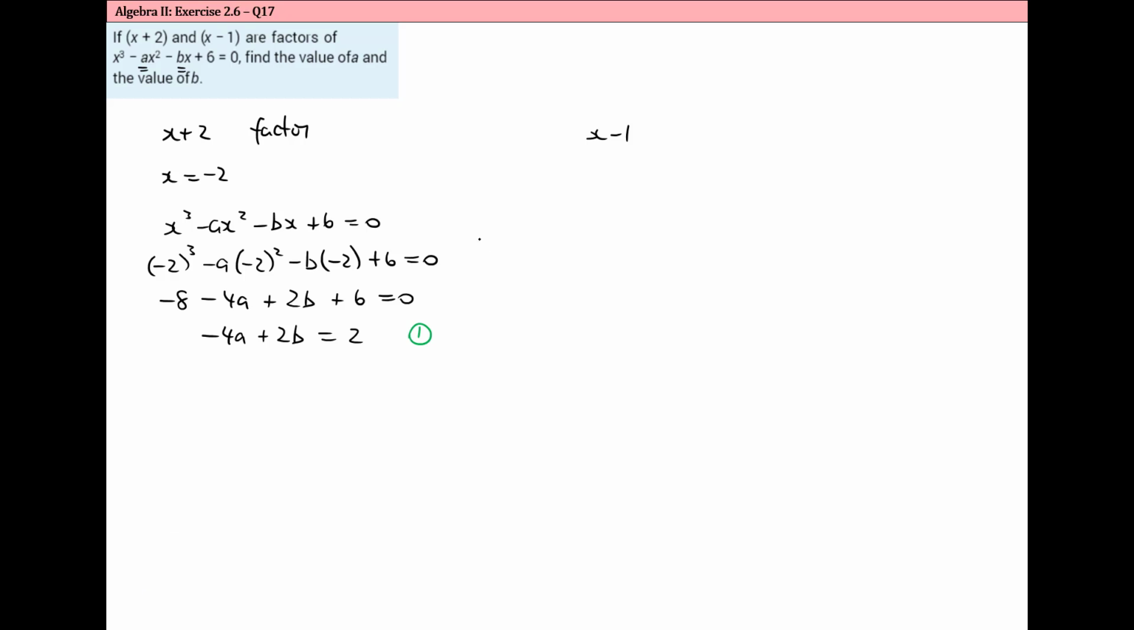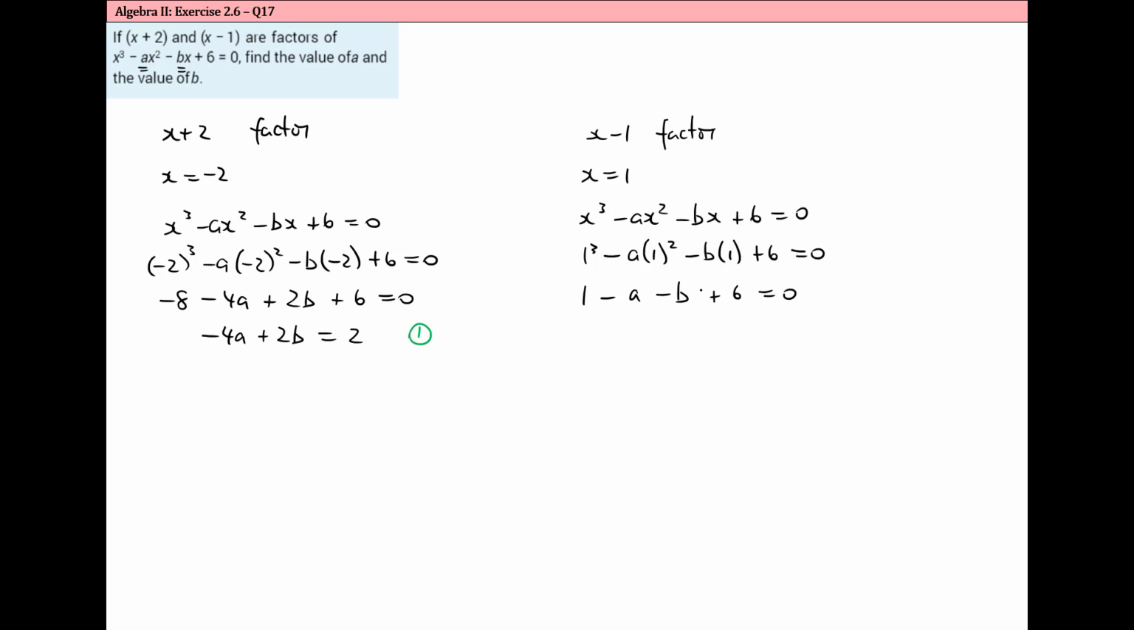I'm going to do the same thing for the second piece of information, which tells us that x minus 1 is a factor, and that means that x equals plus 1 will be a root of the cubic equation x cubed minus ax squared minus bx plus 6 equals 0. So I'm going to sub in 1, and I get 1 cubed minus a by 1 squared minus b times 1 plus 6 equals 0. And we get 1 minus a minus b plus 6 is 0. 1 and 6 is 7. If I subtract 7 from both sides, I get minus a minus b equals minus 7. And I'm going to call this equation 2.